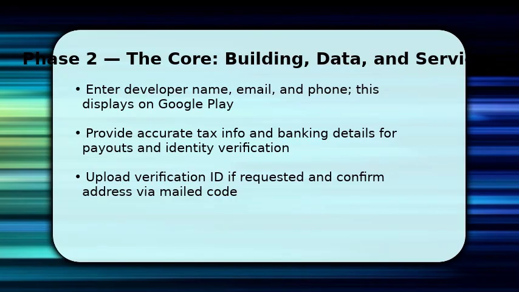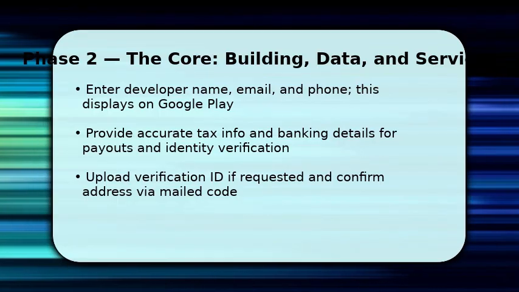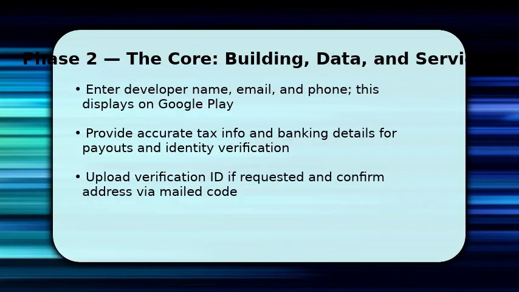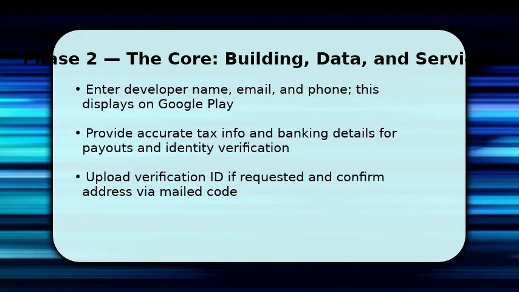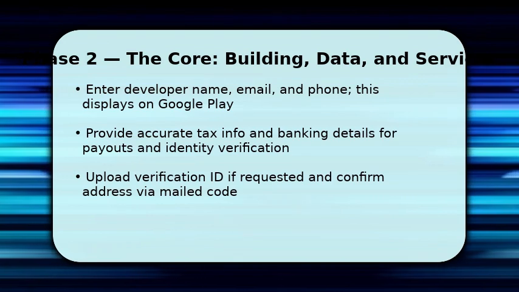Next, you complete the detailed registration fields. Fill developer name, contact email, and phone number. These are customer-facing, so be precise. Provide tax and banking details for payouts. This is why your identity must match legal documents. If Google requests verification, upload a clear photo ID and a utility or business document. Once you submit, expect processing time. Make sure to monitor the email used for registration for confirmation or further requests to avoid surprises.